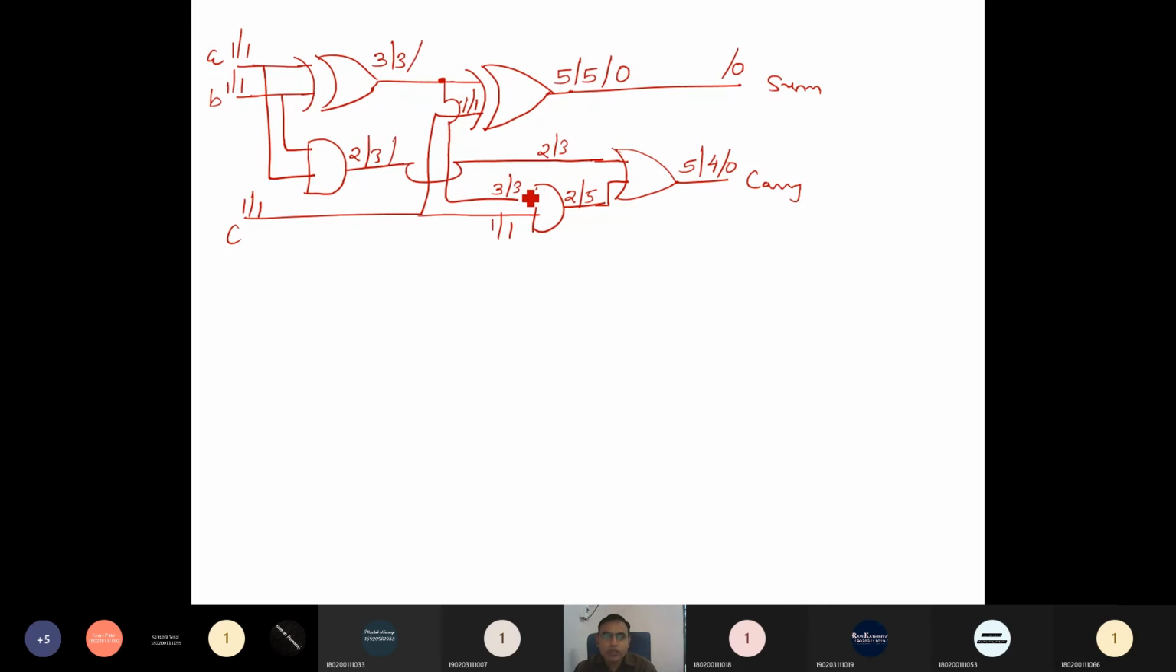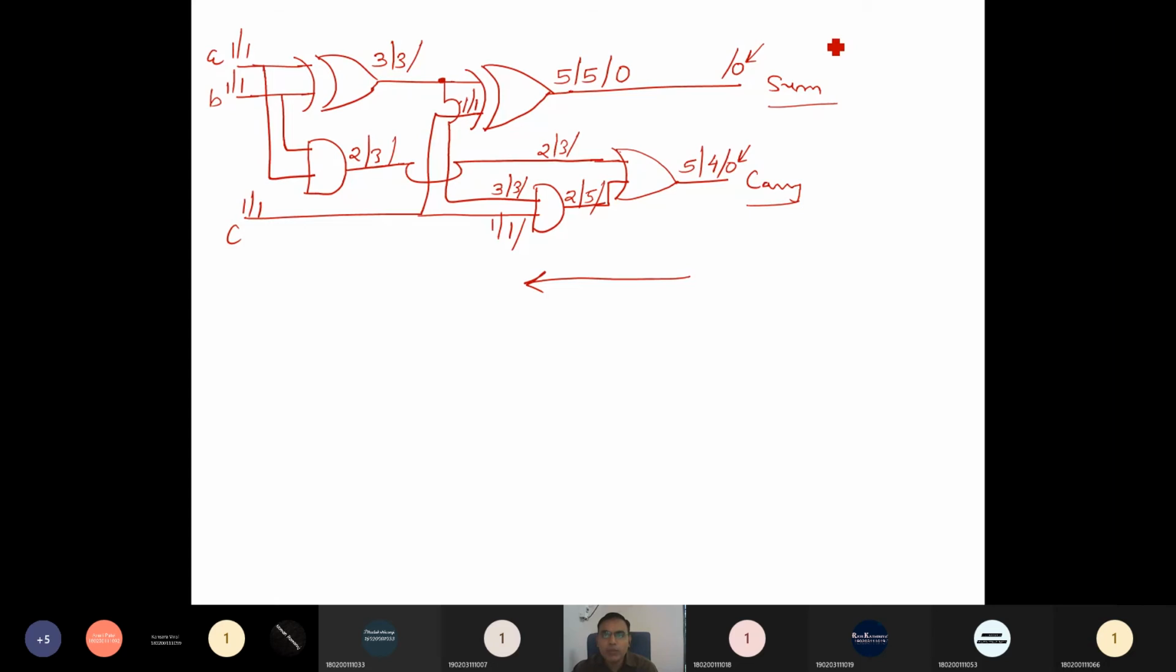Now let me do the calculation of observability. In observability, we have to move from the primary output toward the primary input. We take the observability of all primary outputs as 0. So this observability is 0.